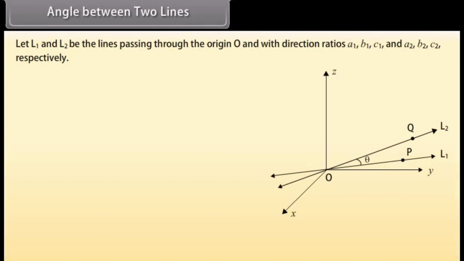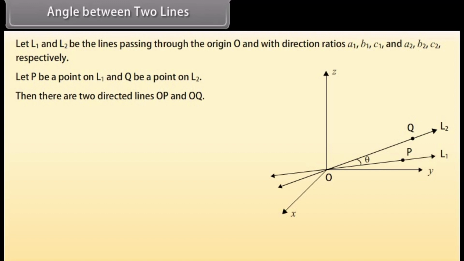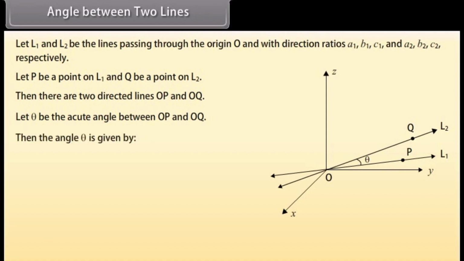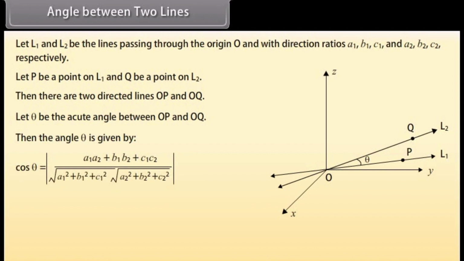Angle between two lines. Let L1 and L2 be the lines passing through the origin O and with direction ratios A1, B1, C1 and A2, B2, C2 respectively. Let P be a point on L1 and Q be a point on L2. Then there are two directed lines, OP and OQ. Let theta be the acute angle between OP and OQ. Then cos theta equals modulus of (A1 A2 plus B1 B2 plus C1 C2) divided by square root of (A1 squared plus B1 squared plus C1 squared) into square root of (A2 squared plus B2 squared plus C2 squared).